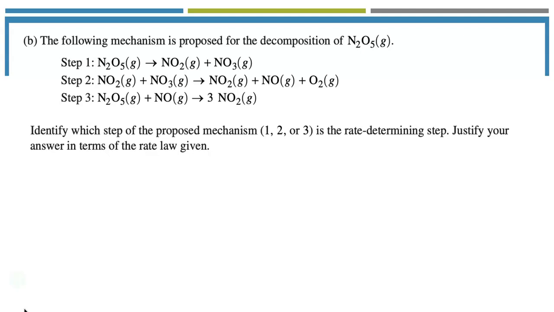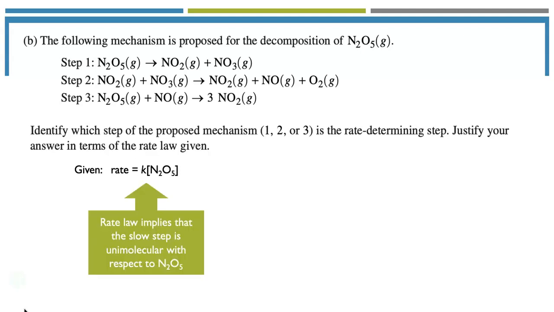Well, if we go back and look at the rate law, we were told that it was first order in N2O5 and 0 order in anything else. When we're trying to relate this to the mechanism, the key thing to remember is that the rate law is telling us that the slow step is unimolecular with respect to N2O5. What that means is that I need an elementary step that has only one molecule of N2O5 and no other reactants.